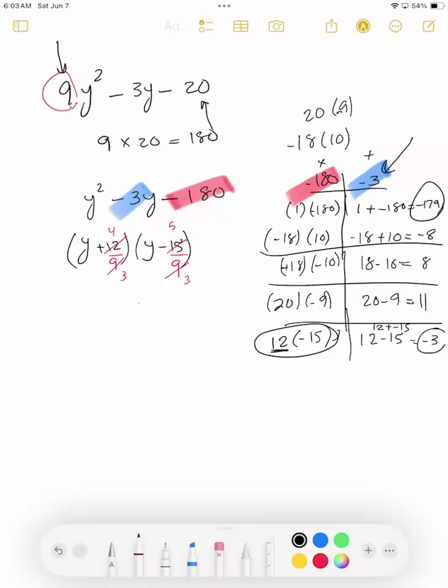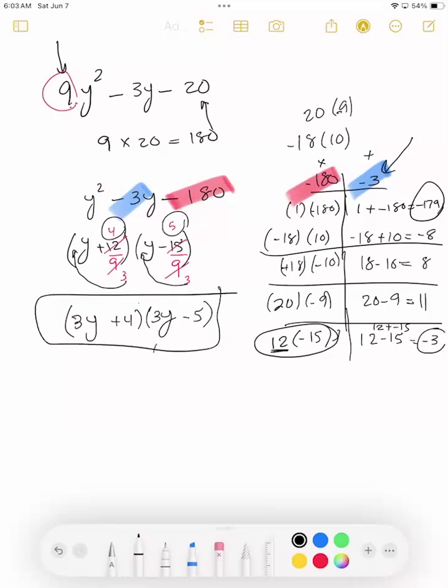So remember to move the denominators next to your y. I get 3y plus 4 in the first parentheses. This one is going to be 3y minus 5 in the next parentheses. And this is your answer.